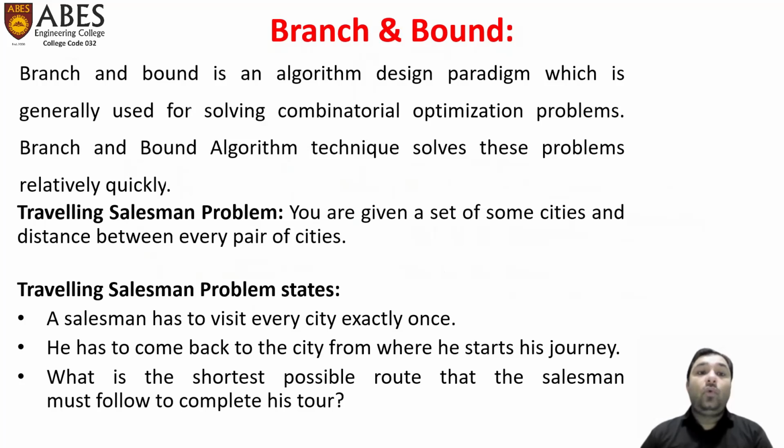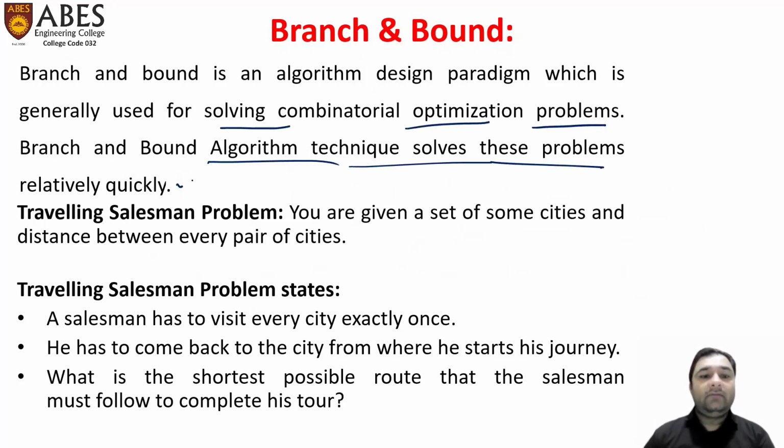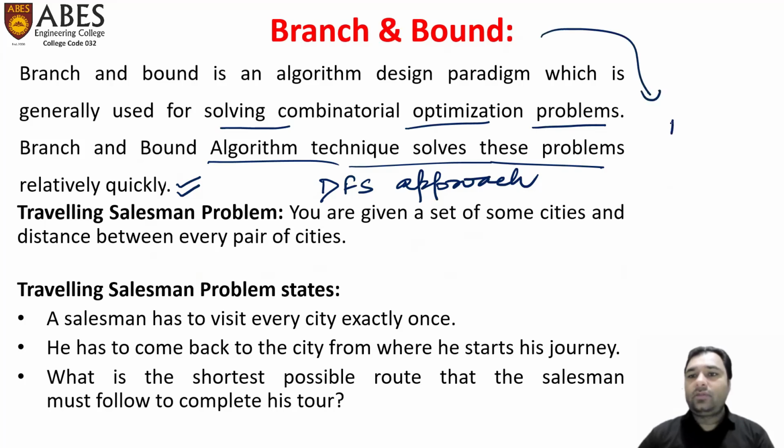Initially, we will discuss what exactly is the definition behind branch and bound. It is used for solving optimization problems. It solves the problems relatively quickly. More or less, branch and bound follows the same approach as backtracking. That is, it tries out all the possible sequences. But backtracking follows a DFS approach, whereas branch and bound follows a BFS approach. While using a BFS approach, it will solve the problems quickly.